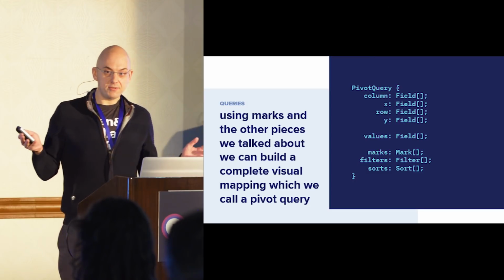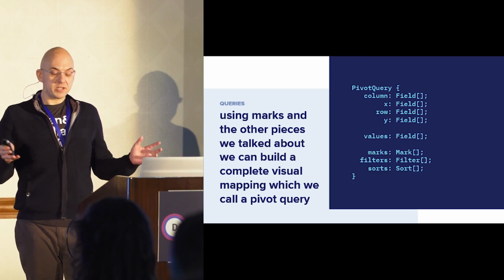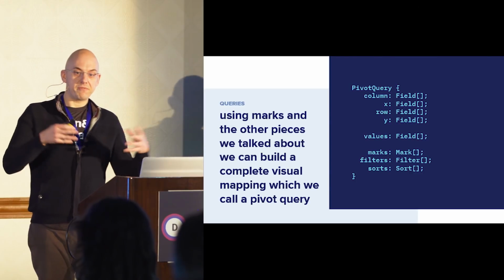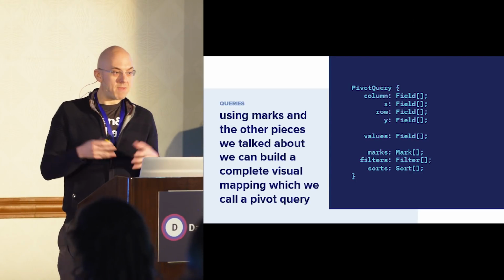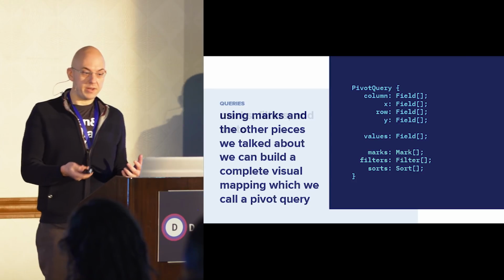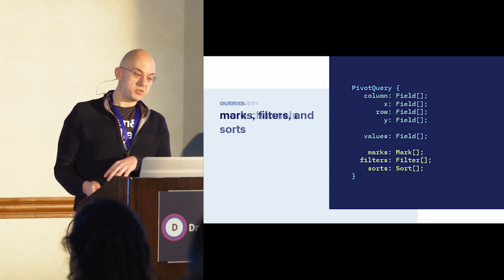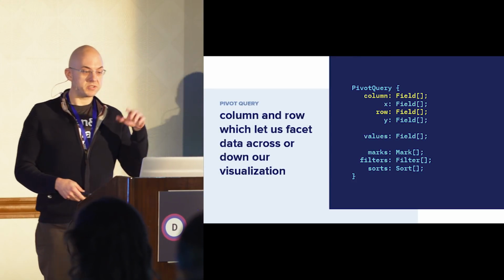So all together now, we use marks and all the other pieces we talked about to build the final visual mapping. And the mapping itself is what we call the pivot query. So we have marks, filters, and sorts, as I said before. We have some more channels up top.